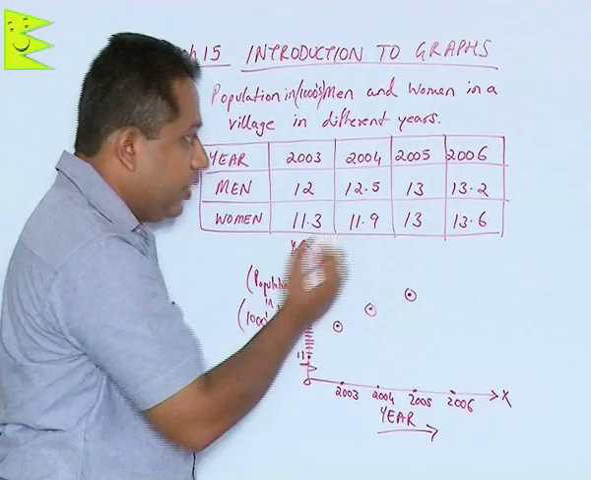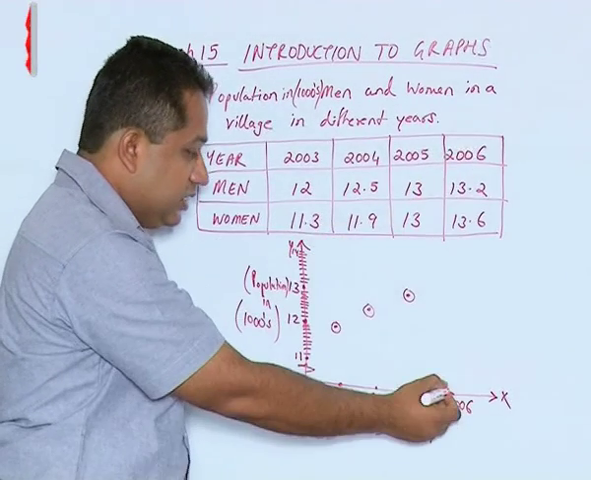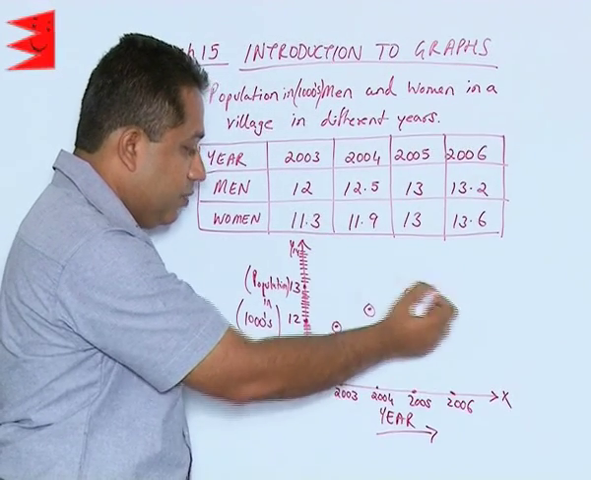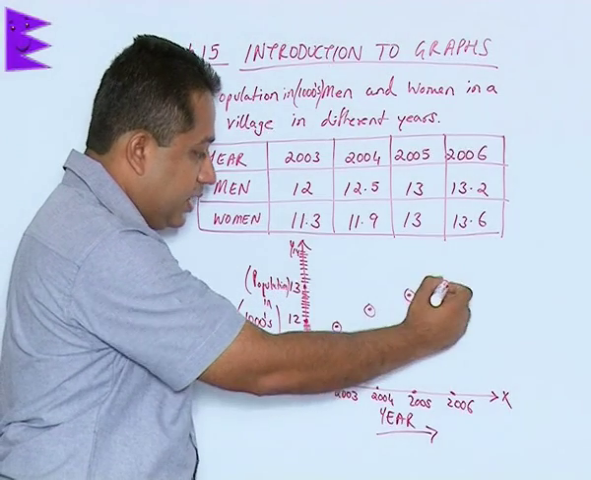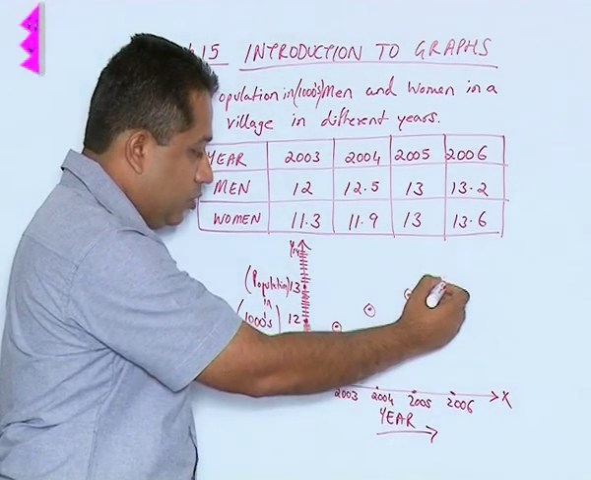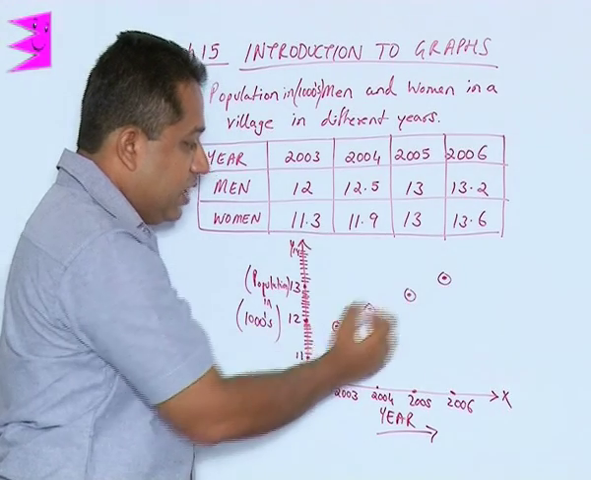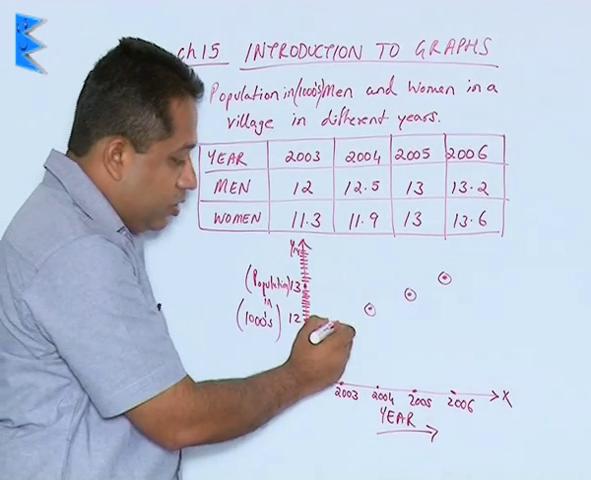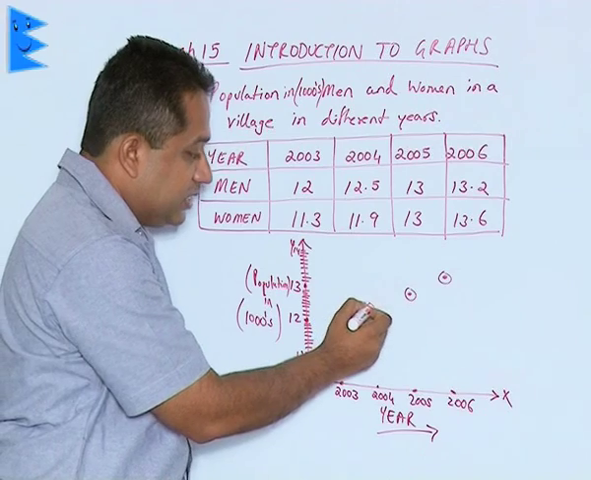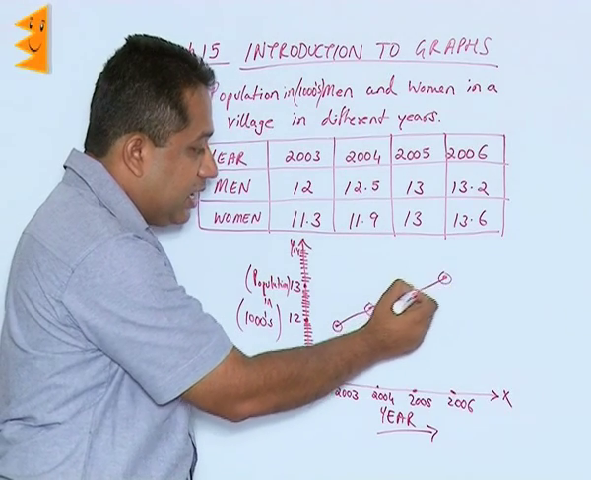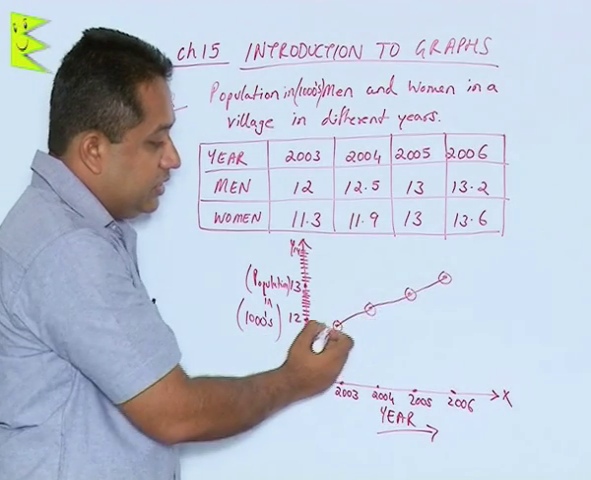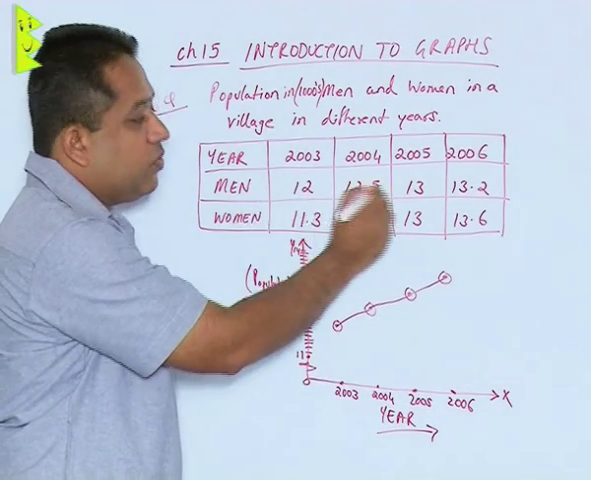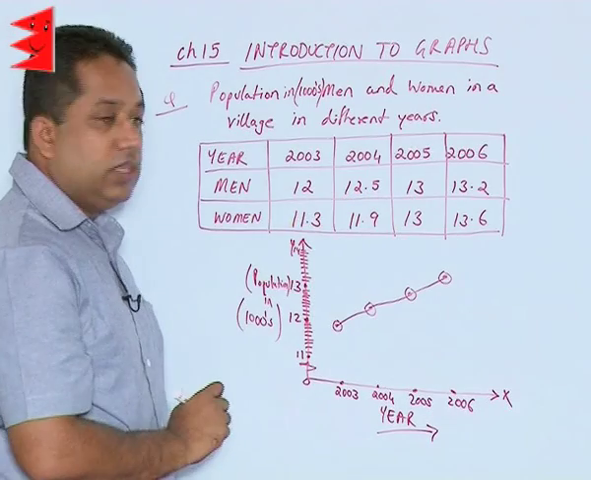So, we put another point here. 2006, it is 13.2. So, 13.2 means this is 13.1 and 13.2, so 2 millimeters above that and corresponding to 2006. So, we have 4 points here and we are going to join this with the help of lines. That is why it is called a line graph. So, we join the 4 points, and this is the line graph for the first quantity, in this case the population of men in thousands.